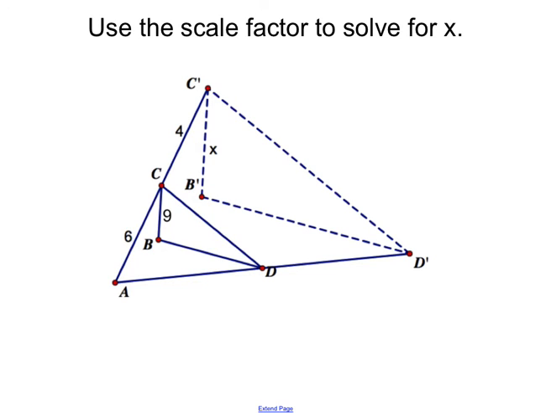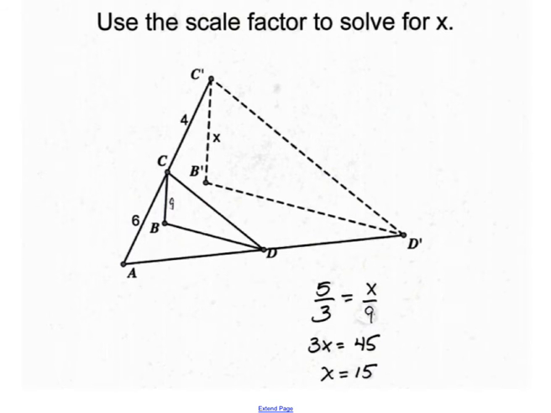Now I would like to use that scale factor to find the length of B prime, C prime. I'd like you to pause your computer, give it a try. When you're ready, press play for the answers. And here we go. I took my scale factor, which was 5/3, and I set that equal to x over 9. So once you do that, you have a proportion. I cross multiplied, and I divided by 3. So the length of B prime C prime is actually 15.